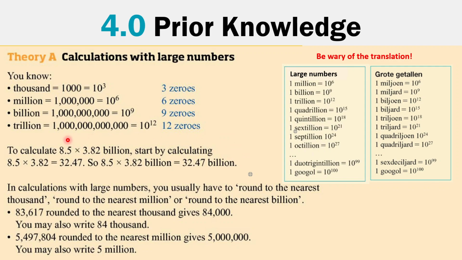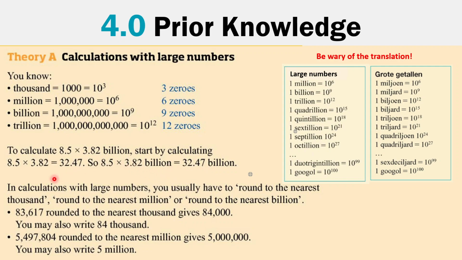If you have, for example, 8.5 times 3.82 billion, don't punch this whole number with all the zeros into your calculator. Just do 8.5 times 3.82. That gives me this number. And then just add billion after it. So the answer is 32.47 billion.